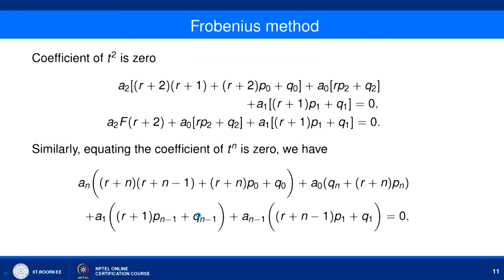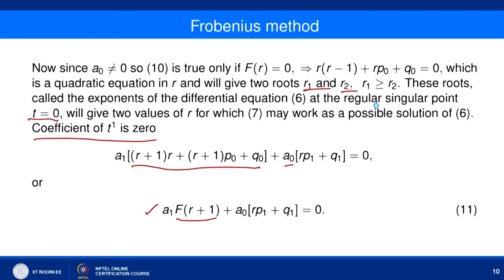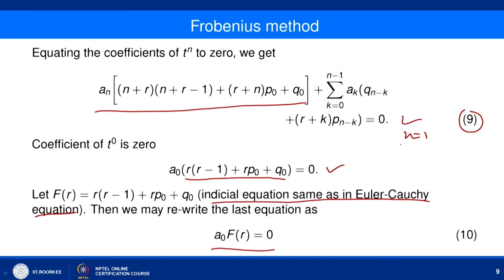So, we can look at the next coefficient, of t to power 2, which is 0, and we can write a2 r plus 2 r plus 1 plus r plus 2 p naught plus q naught plus a naught r p 2 plus q 2 plus a1 r plus 1 p 1 plus q 1 equal to 0. Here please note down, this is again equation number 9 for n equal to 2.